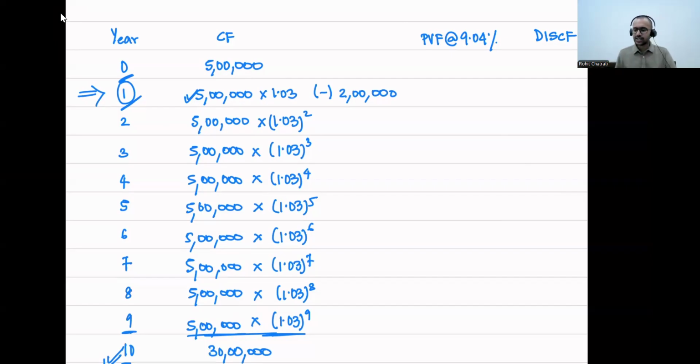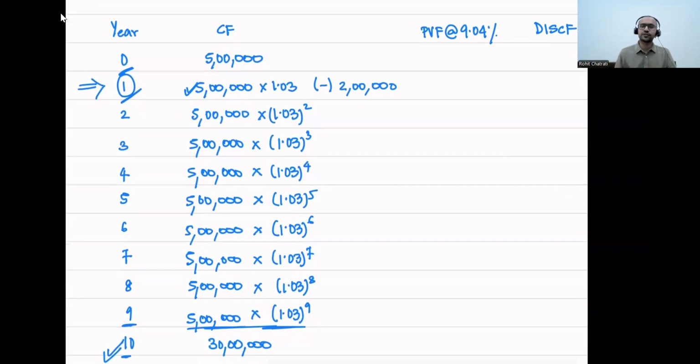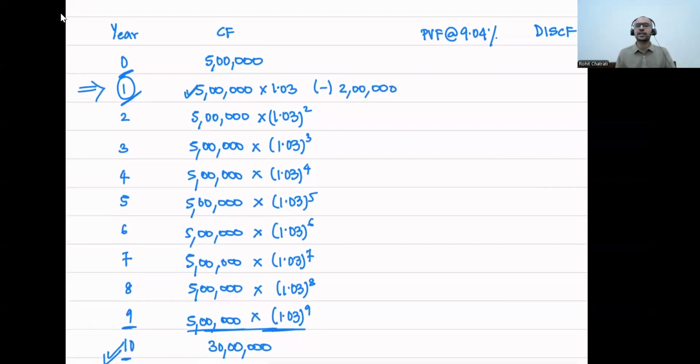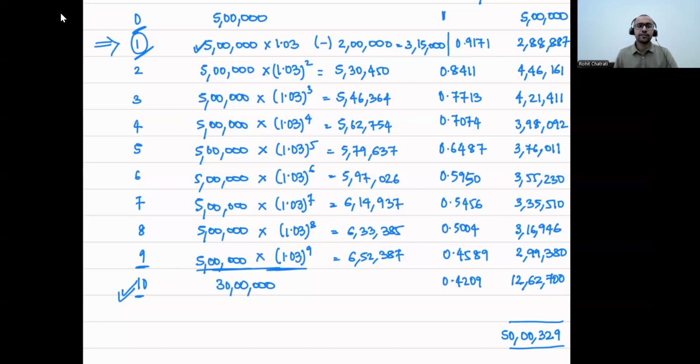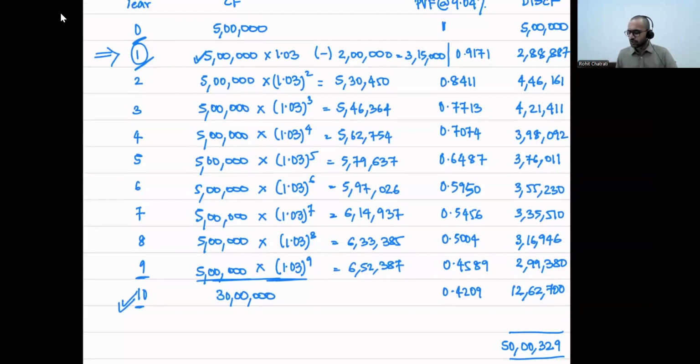Now let's start by calculating the cash flows first, followed by the present value factor, and then the discounted cash flow. I'll do all of these calculations at my end. I'm not going to do anything except simple mathematics. Therefore, you can probably pause this video and do the calculations at your end as well, and then continue to look at the video. All right, so I have got a present value or discounted cash flow of 50 lakh 329.